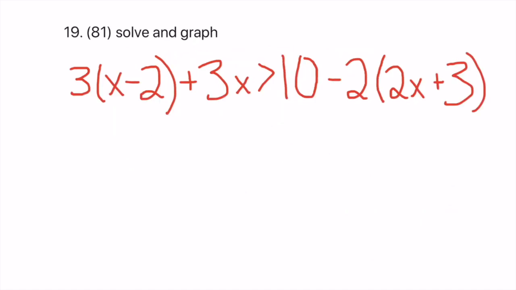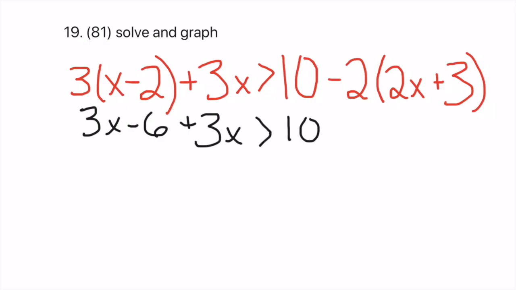Number 19, they want us to solve and graph. So we got a lot going on here, just a multi-step inequality. So let's just take it step by step. Let's look at the left side, and we're going to distribute. So we have 3x minus 6 plus 3x is greater than. Over here, we're going to distribute. Minus 2 times 2x will be minus 4x. -2 times a positive 3 will be a -6.